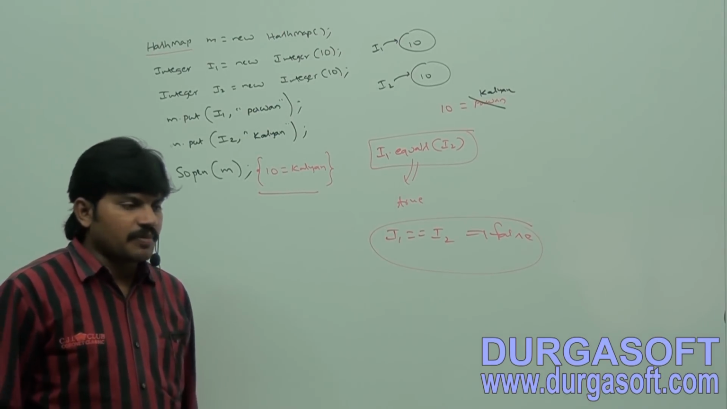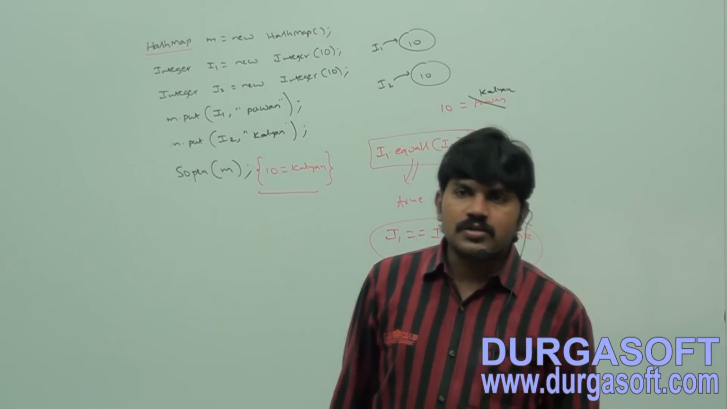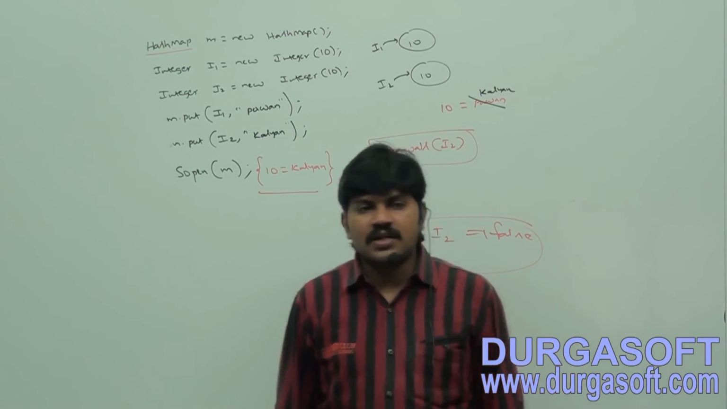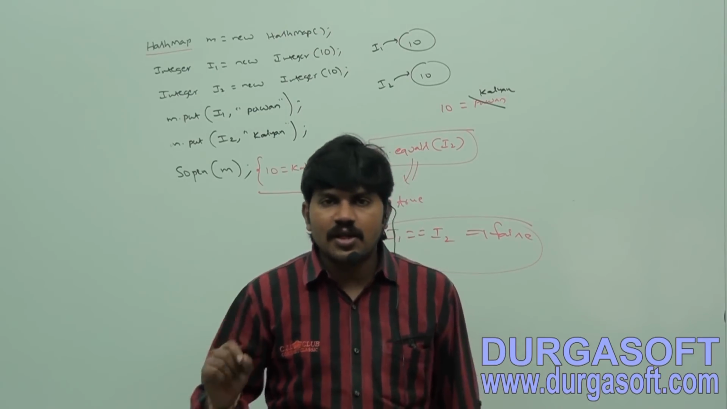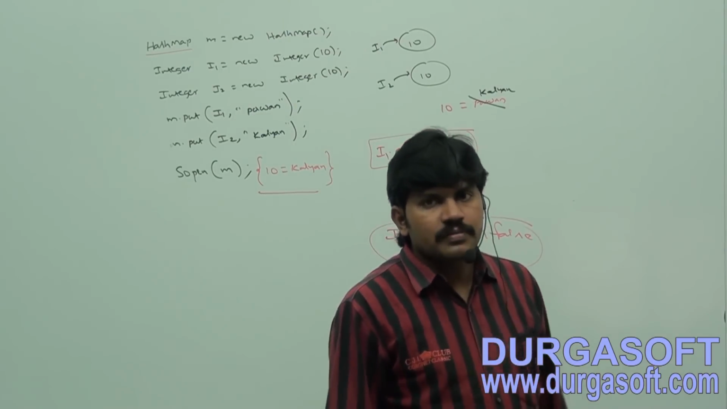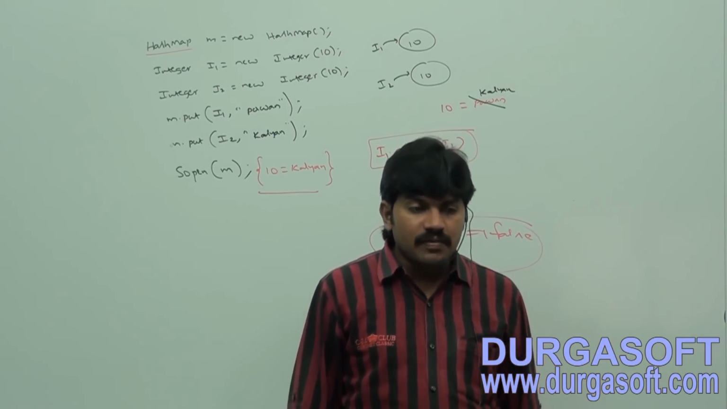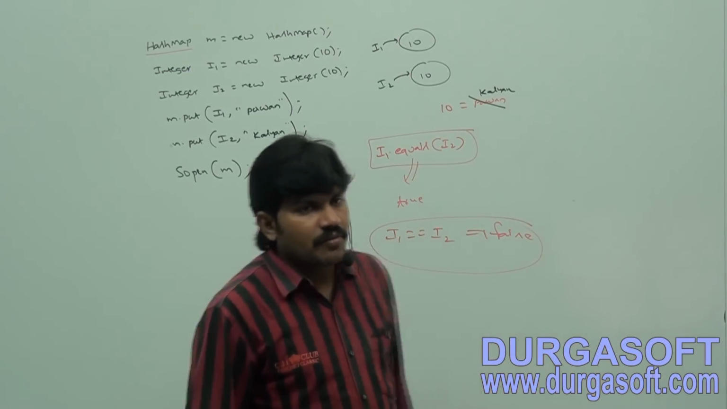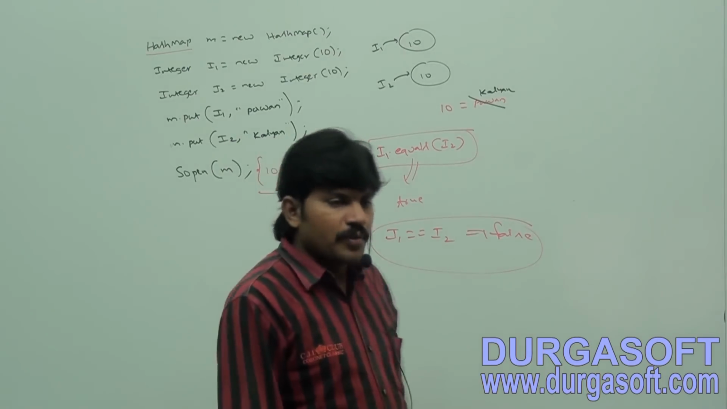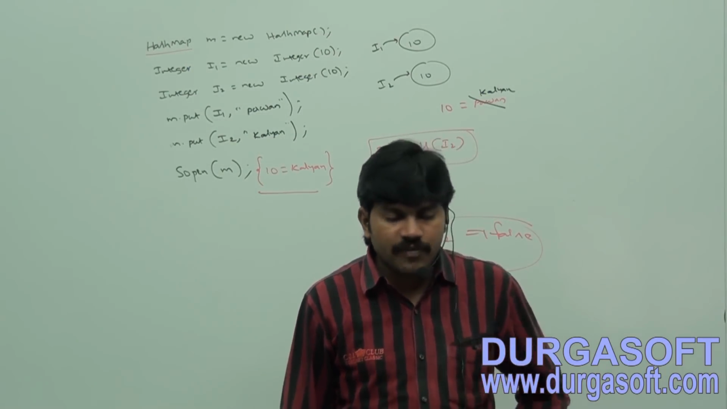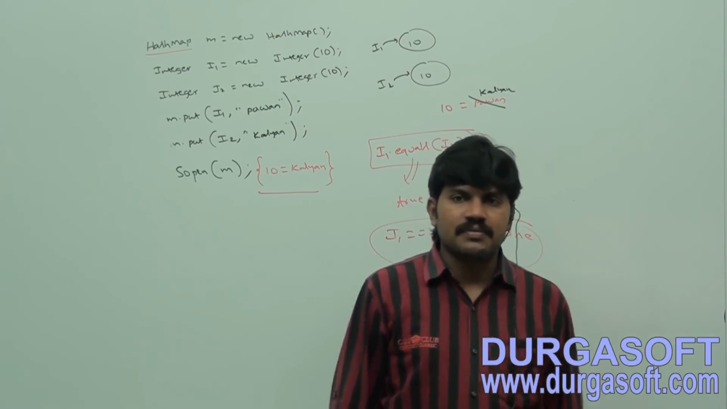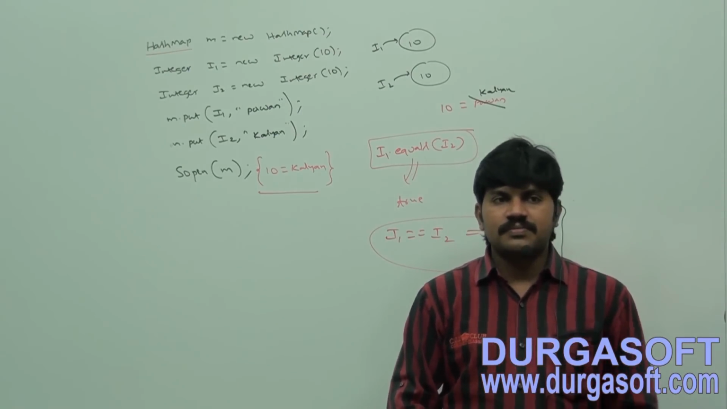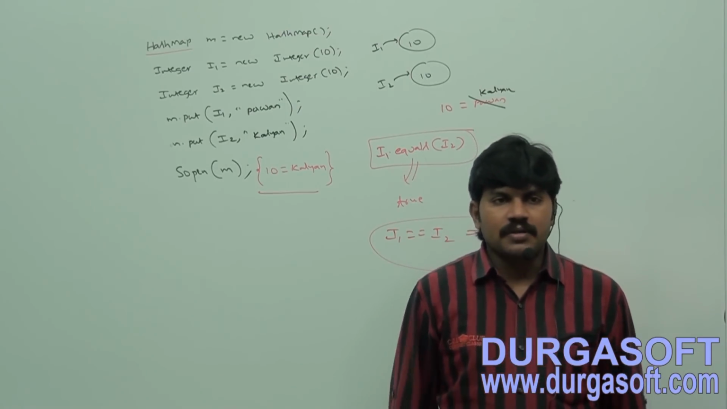In the case of normal hash map, JVM will use the dot equals method to identify duplicate keys, which is meant for content comparison.